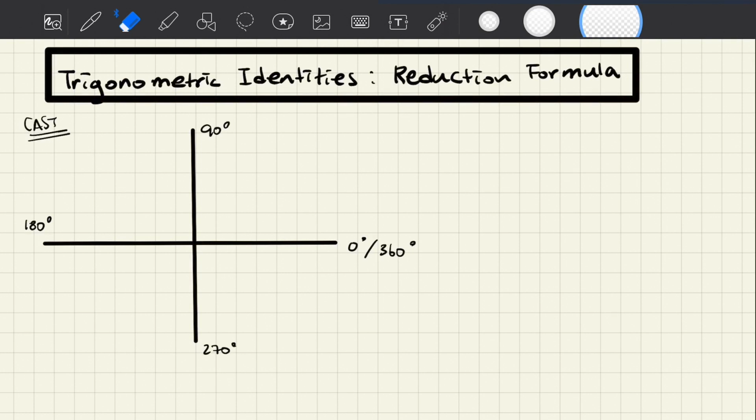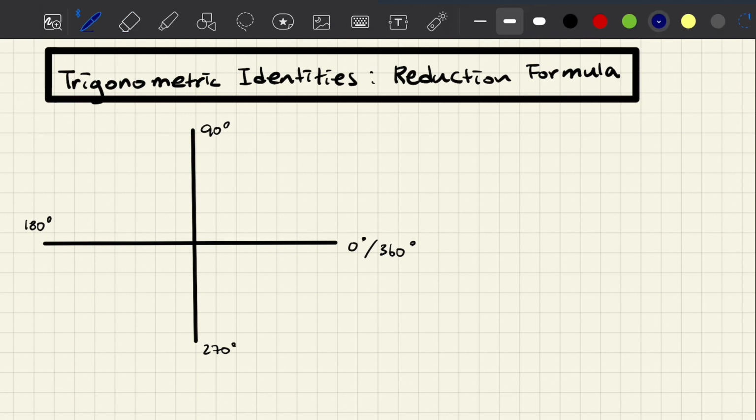Okay, so in this video, we're going to talk about the trigonometric identities, specifically about the reduction formula. Reduction formulas are a great math tool when you are seeking to simplify trigonometric expressions. And in this video, I'm going to explain how to apply them, or specifically talk about what they are.